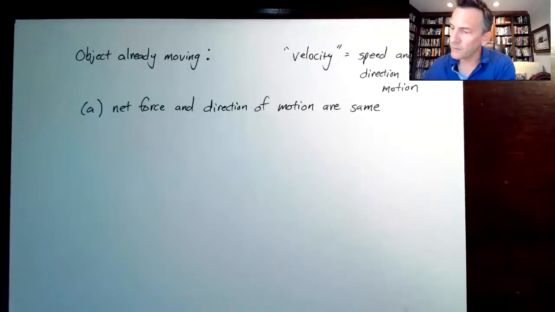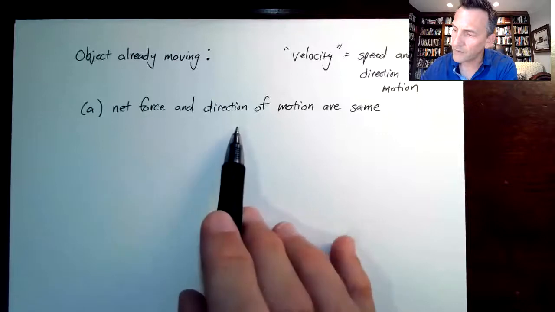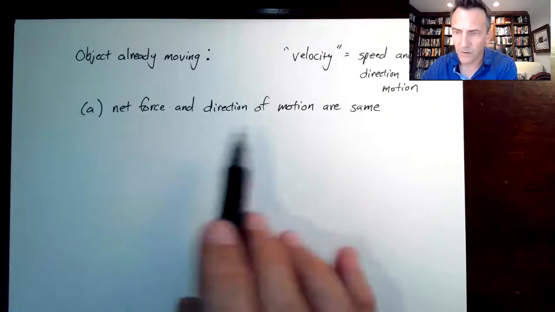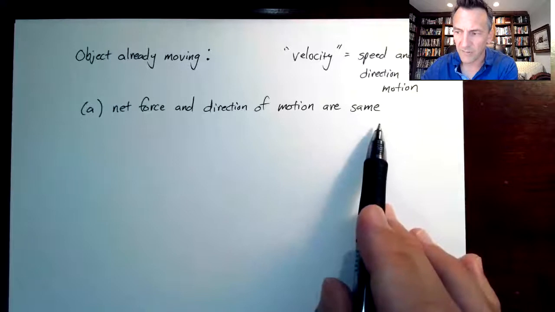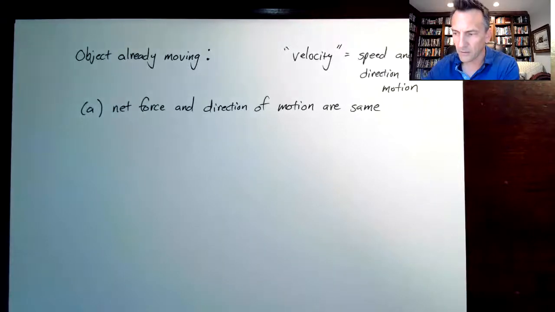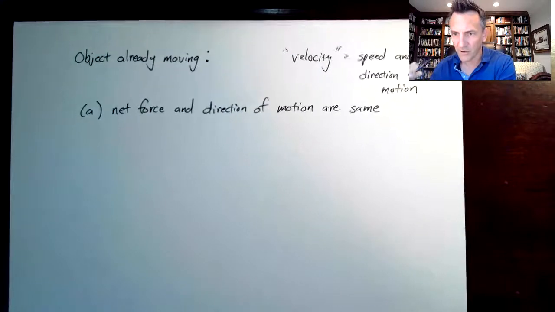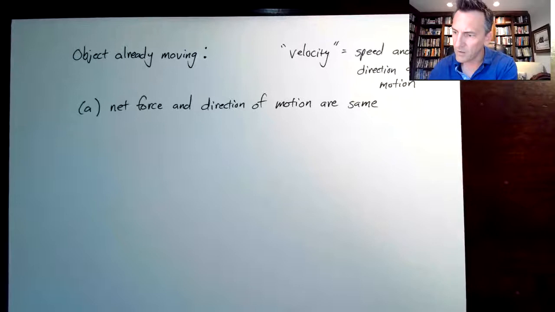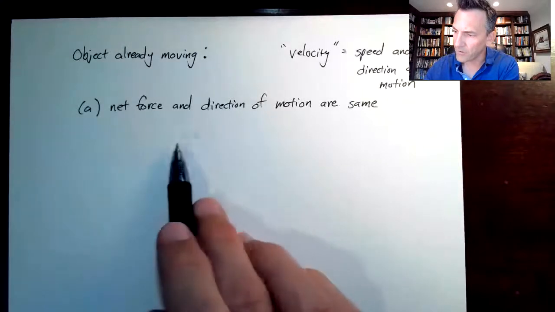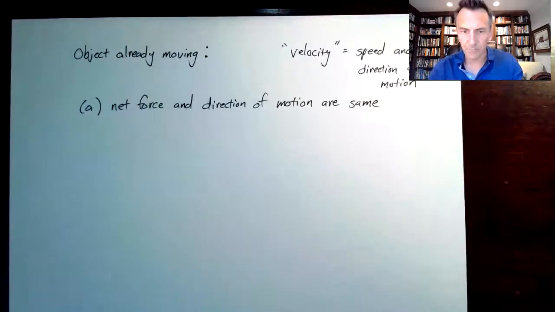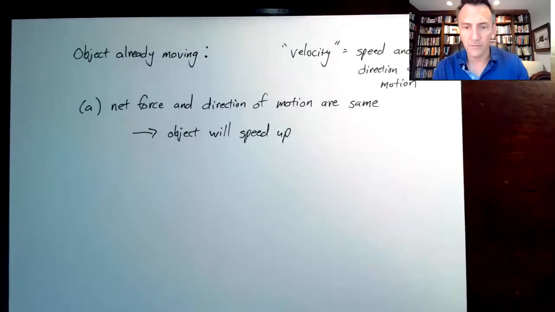So our first case will be the case where the net force and the direction of motion are the same. The only other case we can have in one dimension is that they are opposite. Since we're in one dimension, everything is acting along a line. So two arrows that are along the same line can either be pointing in the same direction or they must be pointing in opposite directions. So the first case we'll do is where the net force and the direction of motion are the same. In this case, the object will speed up. For instance, say something is moving to the right and you give it an extra push that's also to the right. That will cause it to speed up.